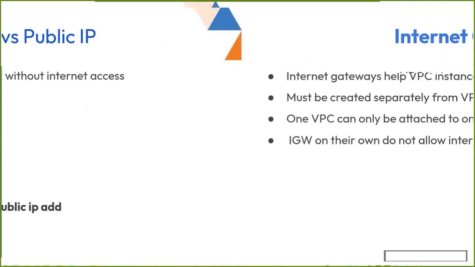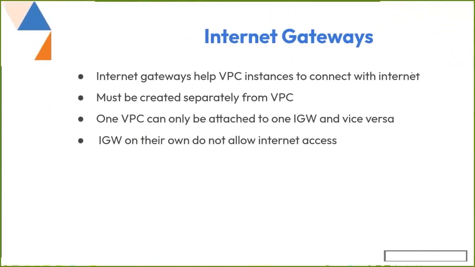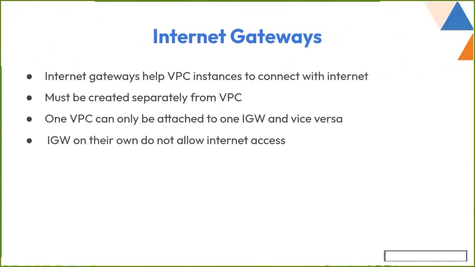Yeah, so what I have explained earlier about the internet gateways, the same thing. Internet gateway is used to connect instances to the internet. It must be created separately from the VPC, and only one internet gateway can be attached to one VPC, and vice versa, the same thing.